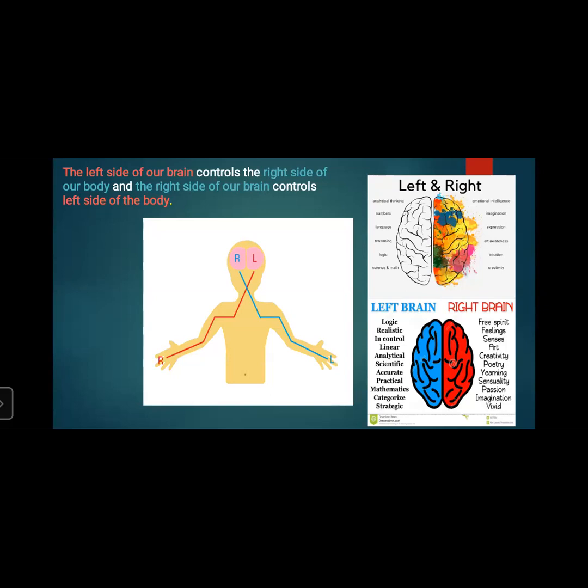The left brain means logic, realistic, in control, linear, analytical, scientific, accurate, practical, mathematics, categorized, strategic. And the right brain: free spirit, feeling, senses, art, creativity, poetry, yearning, sexuality, passion, imagination, and vivid. All these things are good. So the left brain means analytical thinking, logical thinking, language, science, and mathematics, whereas the right brain means holistic thinking, intuition, creativity, art, and music.